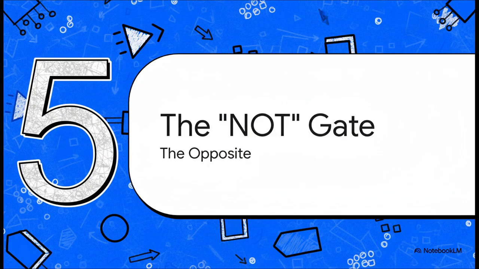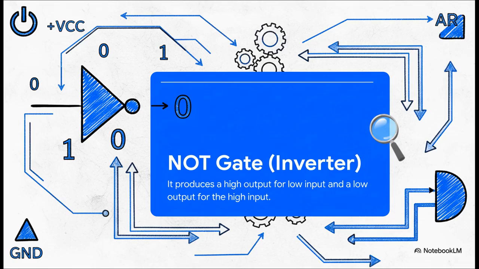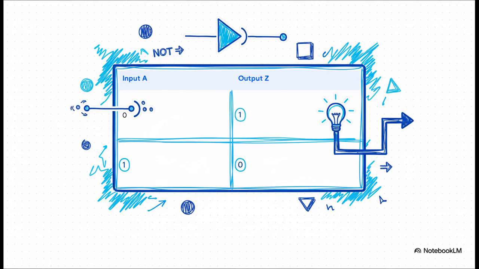All right, our final basic gate is the simplest of them all, but you could argue it's the most powerful. Let's meet the NOT gate, also known as the inverter, or as I like to call it, the rebel. The NOT gate does exactly what its name suggests. It takes one input and just flips it to its complete opposite. It's a total rebel. If you give it a yes, it says no. If you give it a no, it says yes. And its truth table? Oh, it's the shortest and sweetest of them all. If the input is 0, the output is 1. If the input is 1, the output is 0. Simple, direct, and incredibly useful.